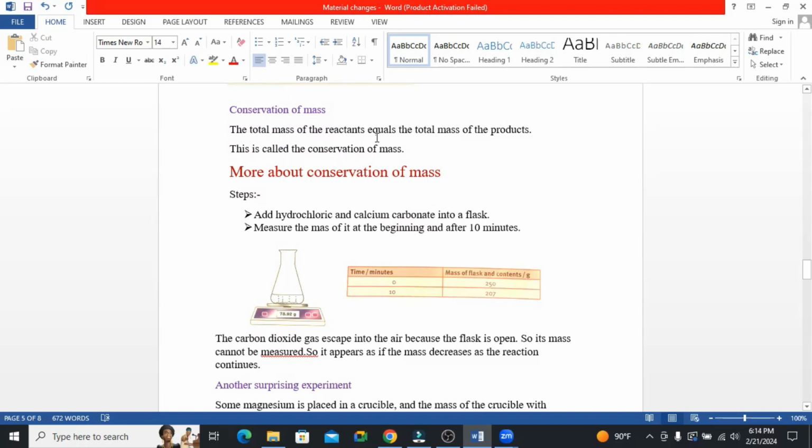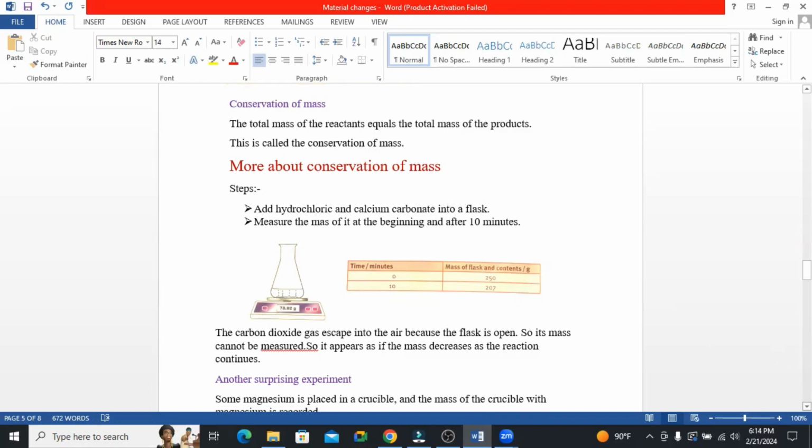But for this to happen, we have to take a closed system. That means while we are doing the chemical reaction, we have to close the apparatus that we are going to use to do that experiment. We will see this by using some experiments. This idea is known as the conservation of mass. Now we will see more about that.